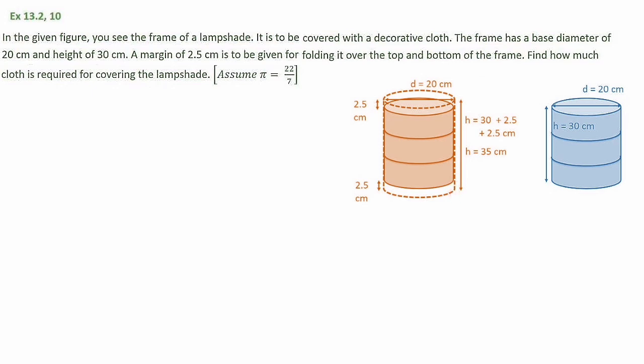That means total 5 centimeter you have to add extra. So height will change from 30 to 35 centimeter. And the diameter remains the same only. Diameter is 20 centimeter because you have nothing to do with the diameter.